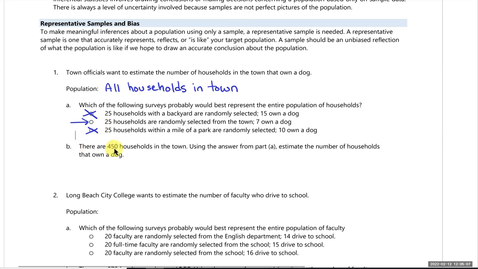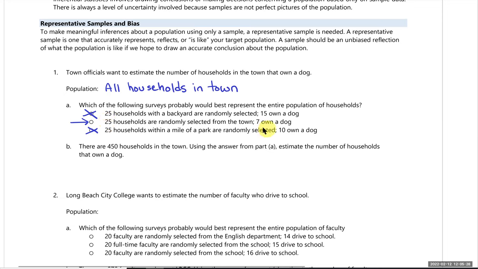now they tell us there are 450 households in town, and I want to find an estimate for the number of households that own a dog. So this is statistics. I don't want to go to every house, but I want to figure out how many have dogs to the best of my ability. And right now that's based on these 25 houses.